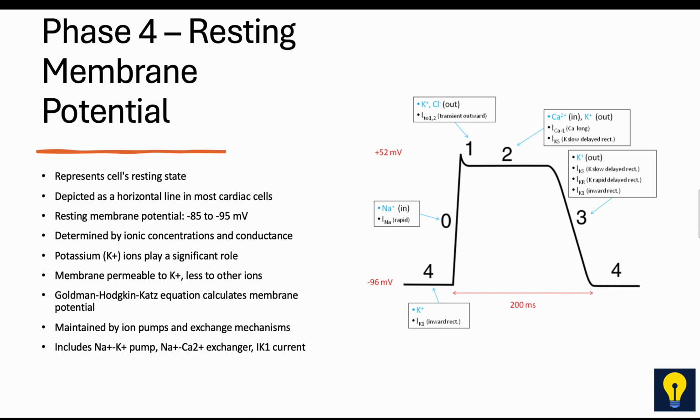Starting from phase 4, which is also called the resting membrane potential. Phase 4 of the cardiac action potential represents the resting membrane potential. This happens when the cell is not being stimulated. In most cardiac cells, around 99% of them, known as contractile cells, phase 4 is shown as a horizontal line in the standard myocyte model, as we could see from the graph.